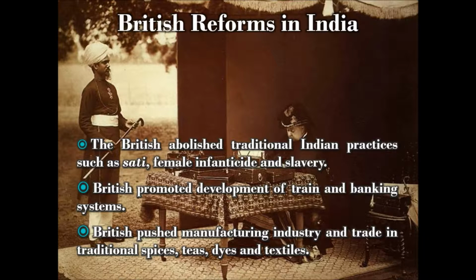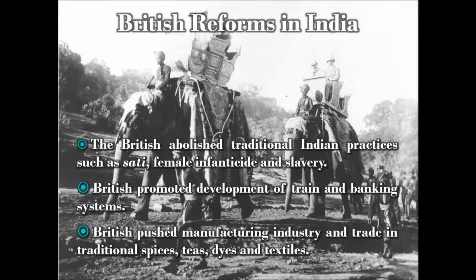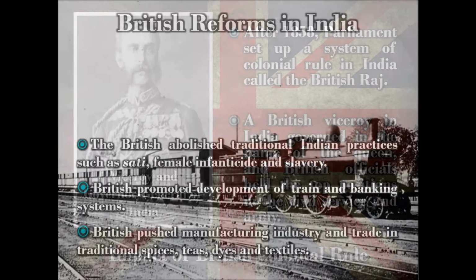First, the British abolished traditional Indian practices such as sati, or female infanticide, or killing of female babies. This actually could still be going on in some remote places in India today. And they abolished slavery. Second, the British promoted the development of trade and banking systems. Third, the British pushed manufacturing industry and trade in traditional spices, teas, dyes, and textiles.